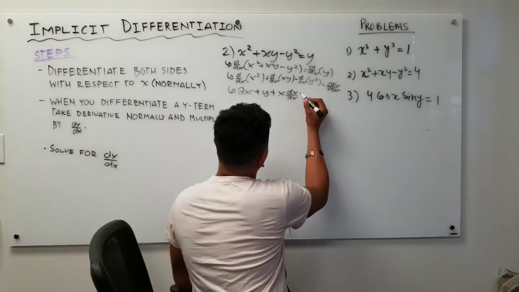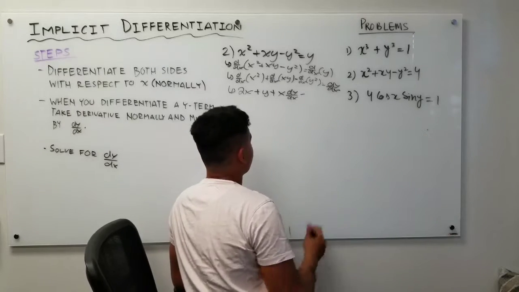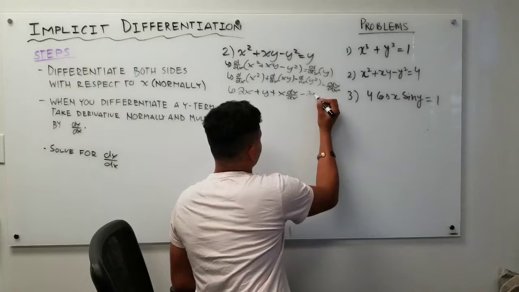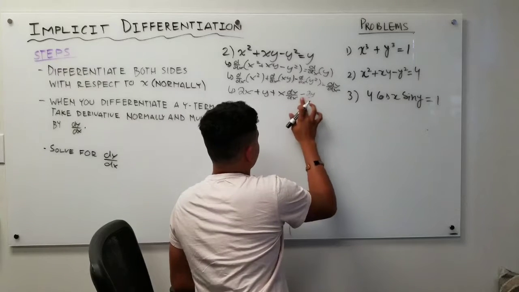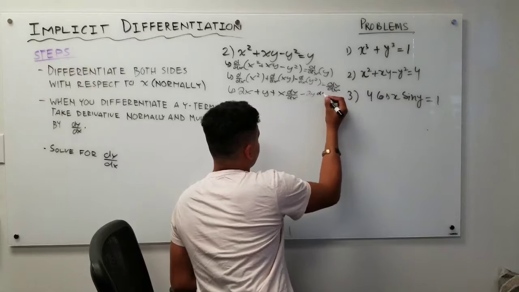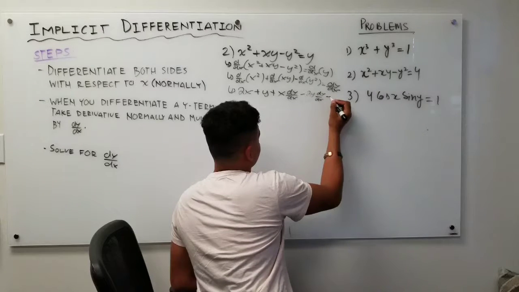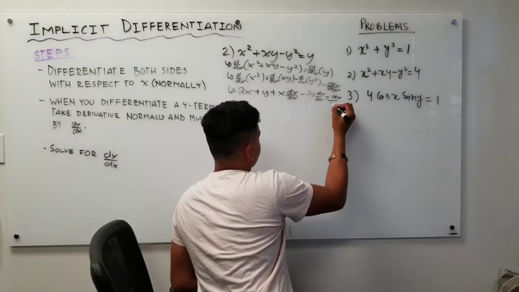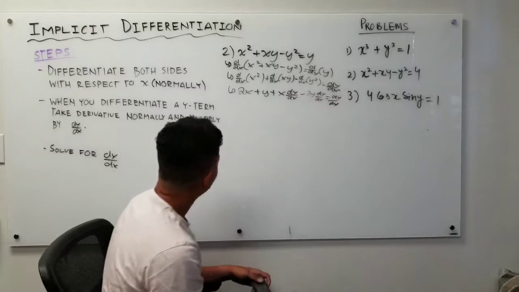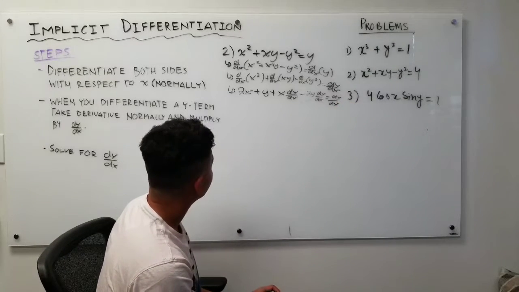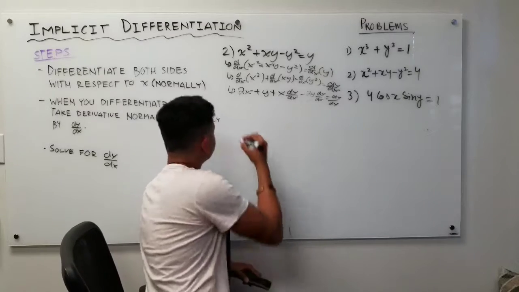So plus x dy dx minus, this is a y term, so minus 2y dy dx, and it's equal to dy dx. Now we've fully taken the derivative of this, and all we have left to do is solve for dy dx.